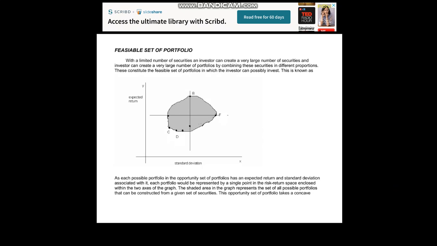This is known as the opportunity set. Each possible portfolio in the opportunity set of portfolios has an expected return and standard deviation associated with it. Each portfolio would be represented by a single point in the risk return space enclosed within the two axes of the graph. The shaded area in the graph represents the set of all possible portfolios that can be constructed from a given set of securities. This opportunity set of portfolios takes a concave shape.